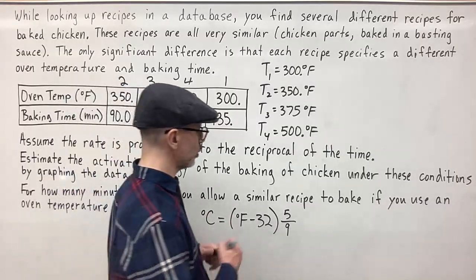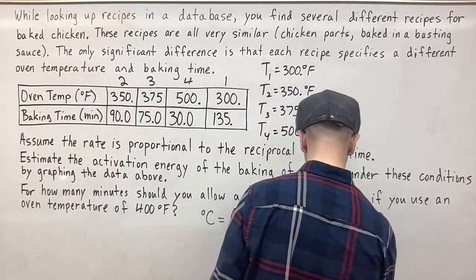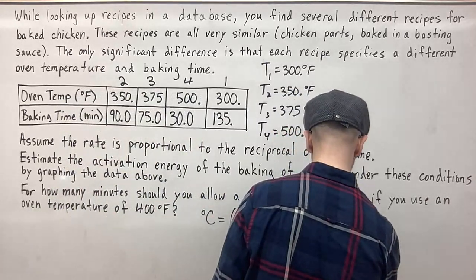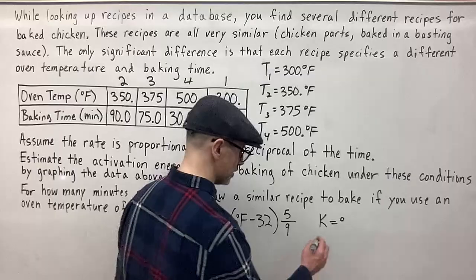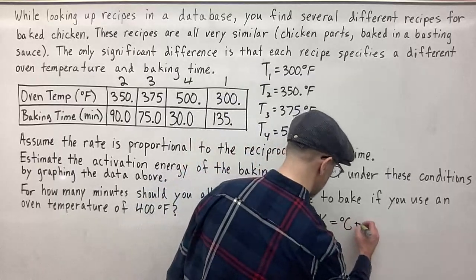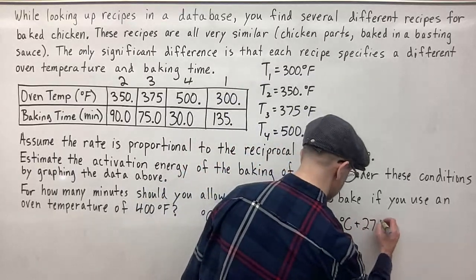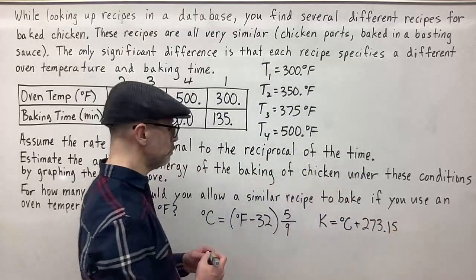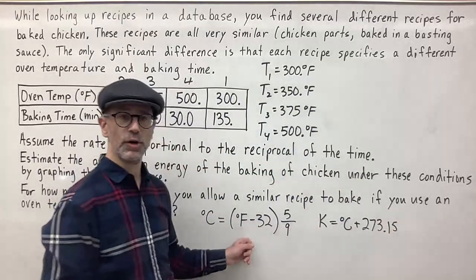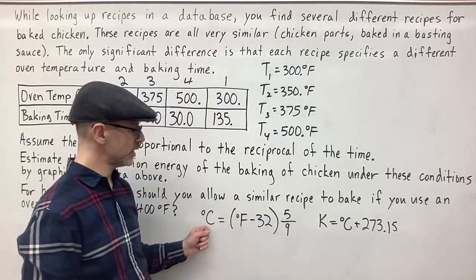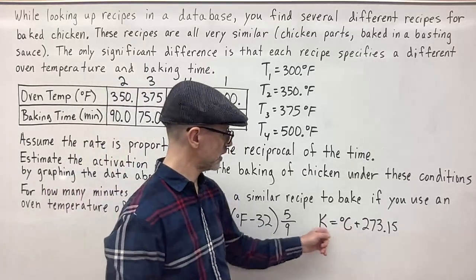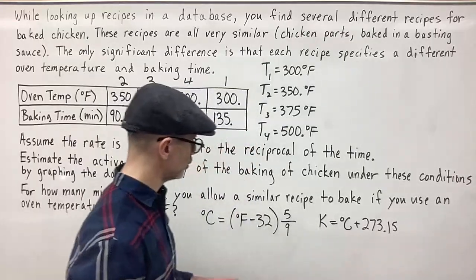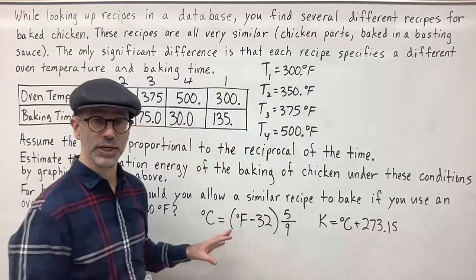And then to convert Celsius to Kelvin, you would just say Kelvin is equal to the degrees Celsius plus 273.15. So first you would convert using this equation to Celsius, and then you would convert your Celsius to Kelvin using this equation. So it's pretty straightforward.